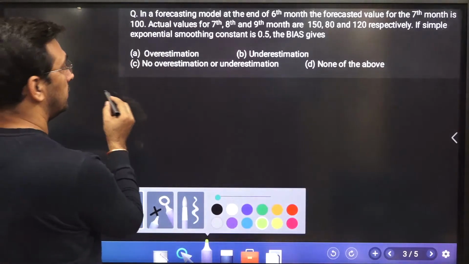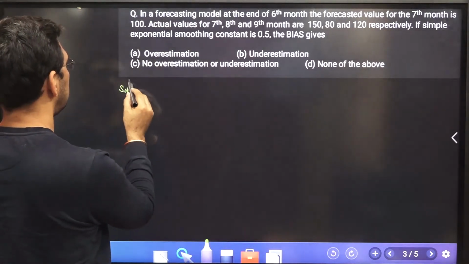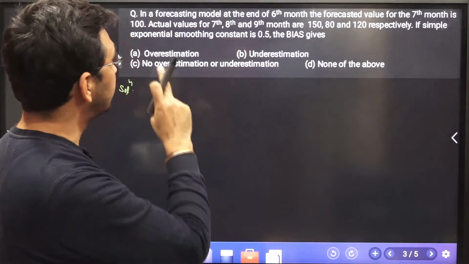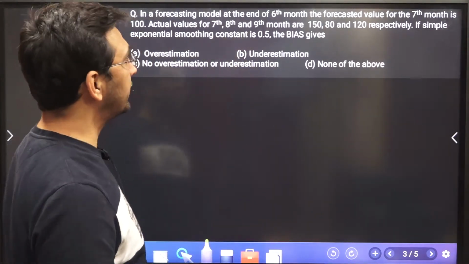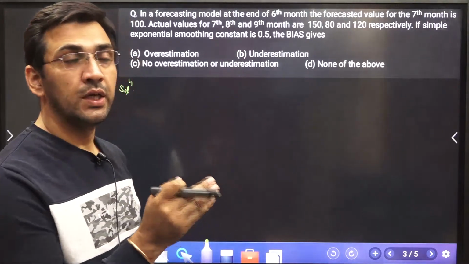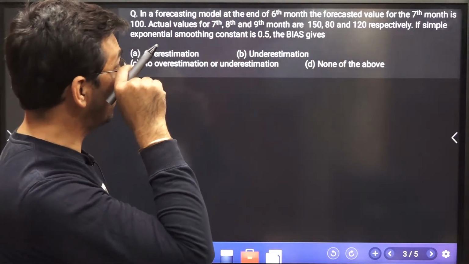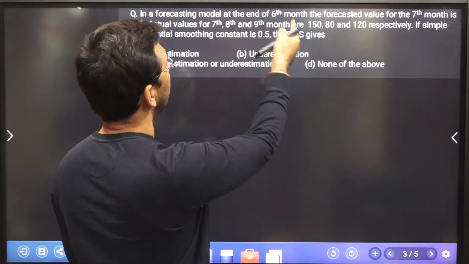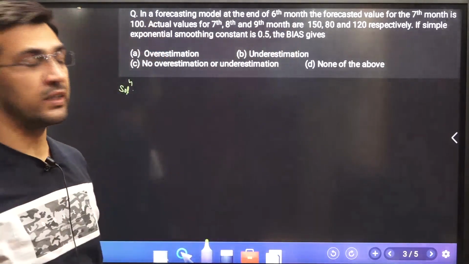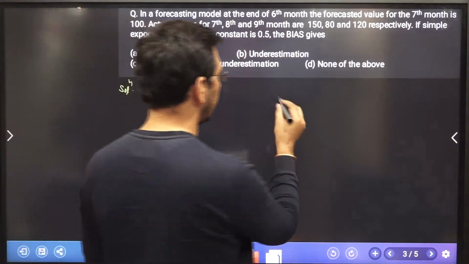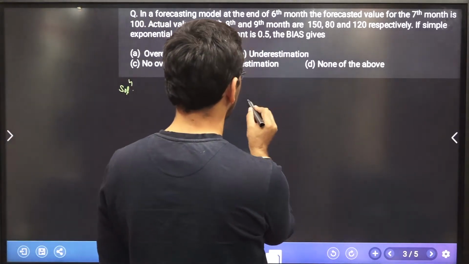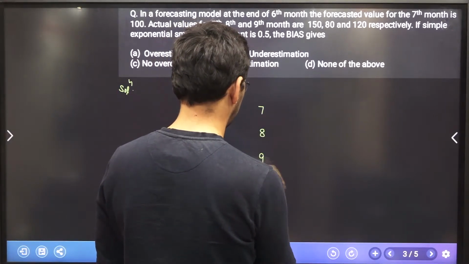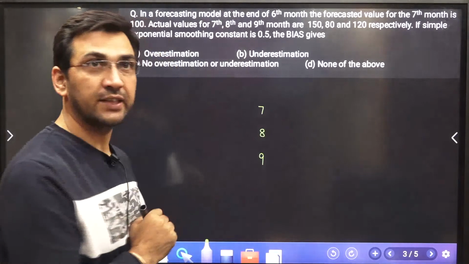So what it says, he has given you the periods 7th, 8th, and 9th. At the end of 6 month, he is forecasting for the next period, 7th month. So he's talking about the next 3 periods, that is the 7th, 8th, 9th, and the actual value of those periods. These are the 3 periods that he has taken.